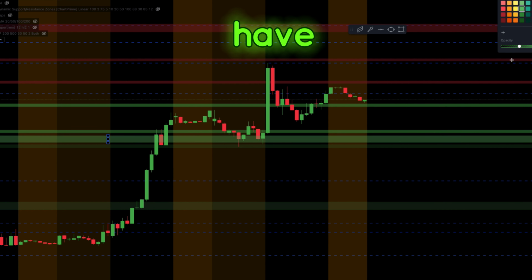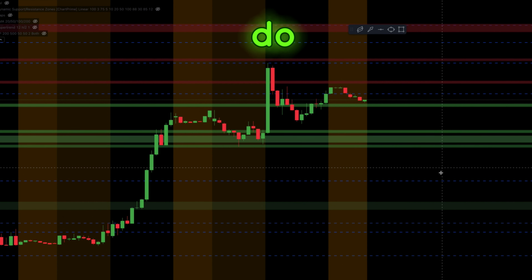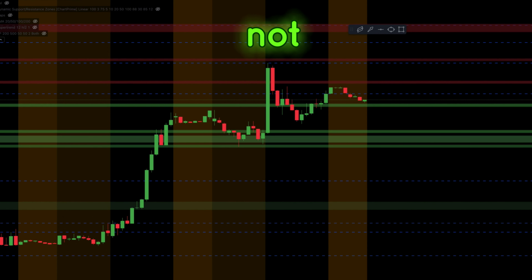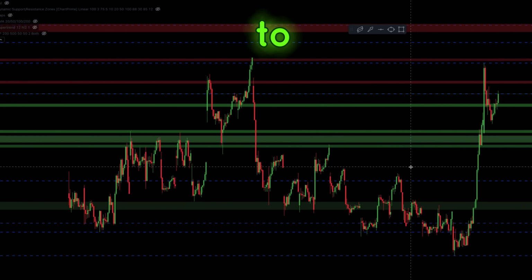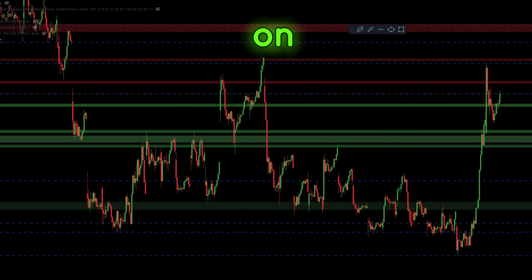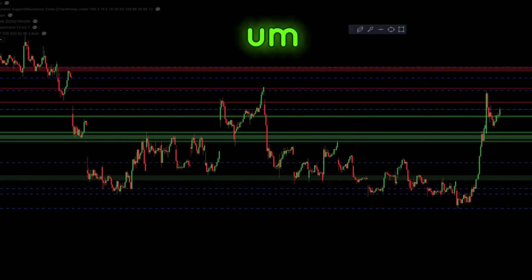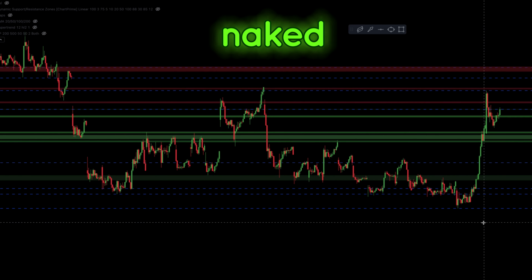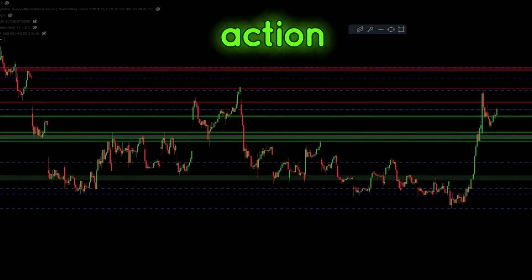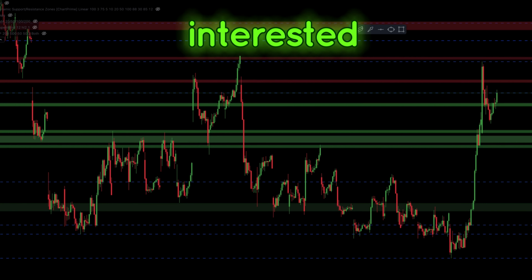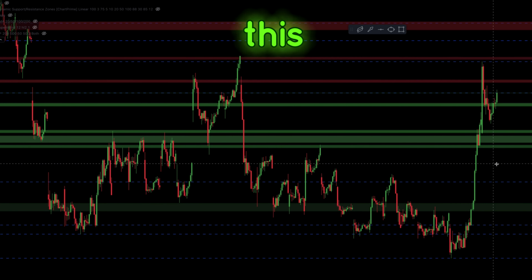Alrighty, so now that we have all of our zones, what I like to do is actually go to not extended trading hours, but regular trading hours. That just makes it a little bit easier to read what is going on. And I am looking at the chart. This is more of a naked chart, and it's a little bit easier to see the price action.